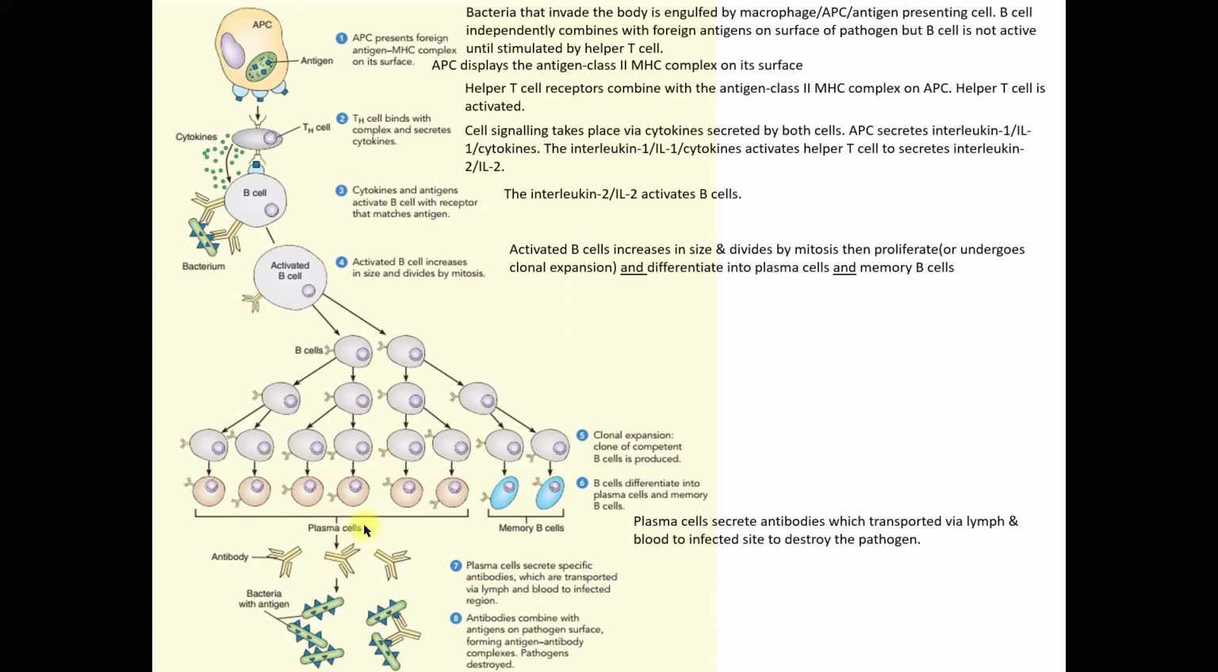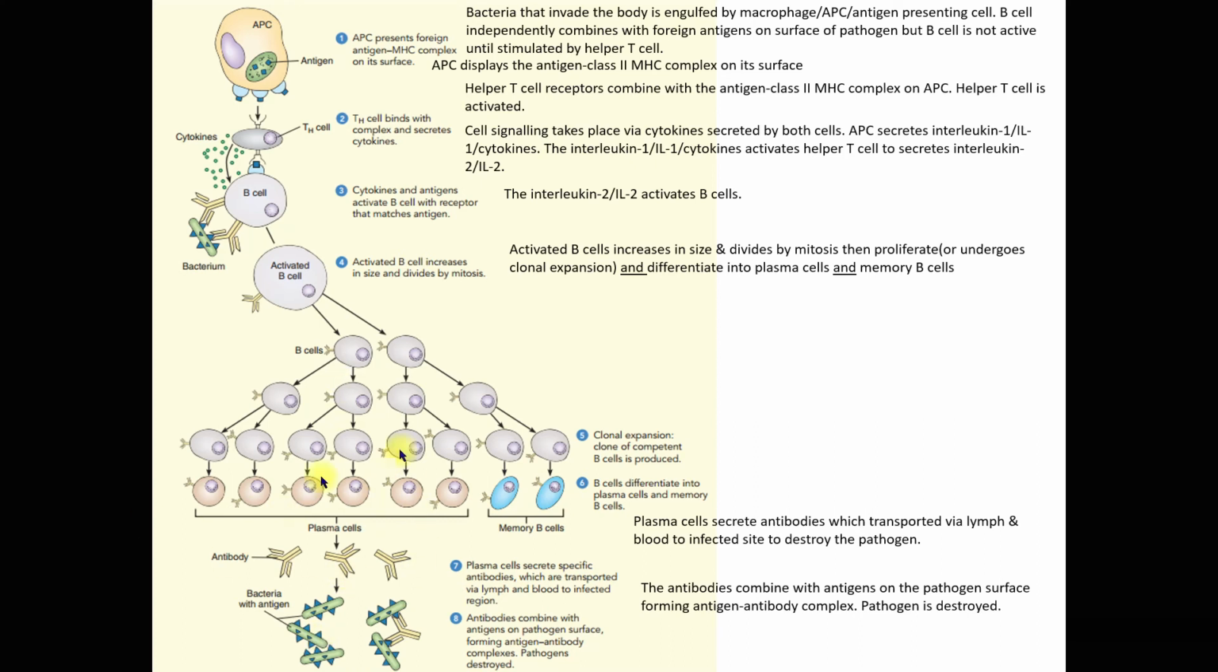Now, these plasma cells secrete antibodies, and these antibodies will be transported in the lymph and blood all the way to the infected site to destroy the pathogen. All right, destroy the pathogen via the antigen-antibody interactions. So the antibodies will combine with antigens on the pathogen surface, forming the antigen-antibody complex. And from here, the pathogen is destroyed.